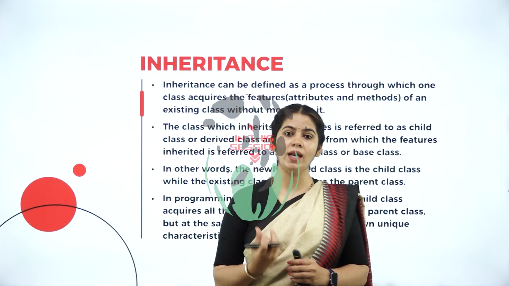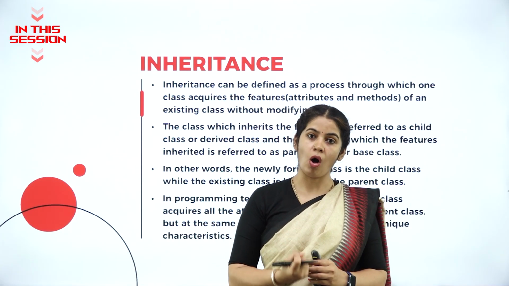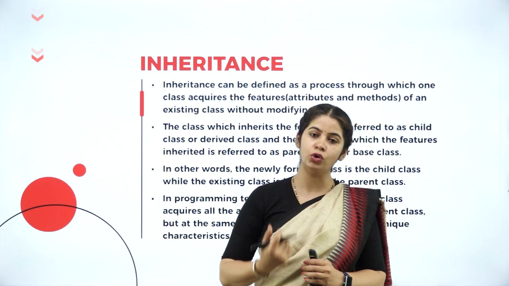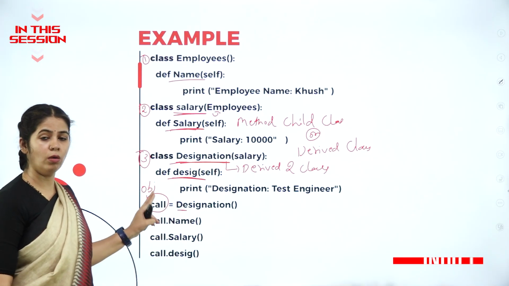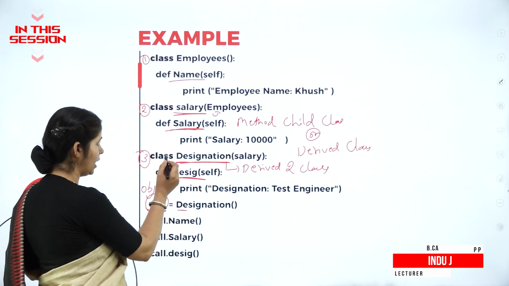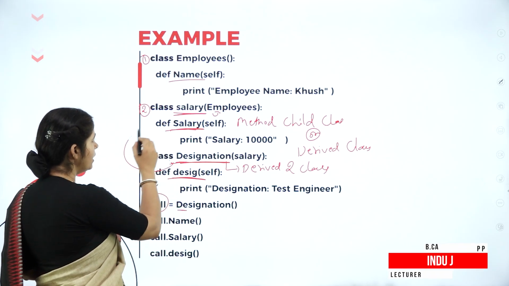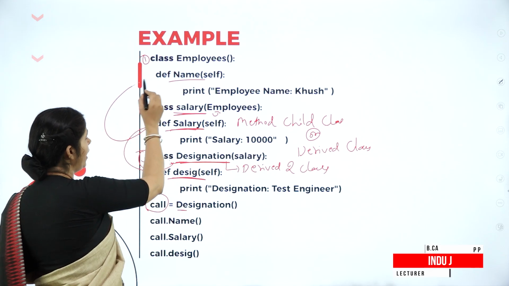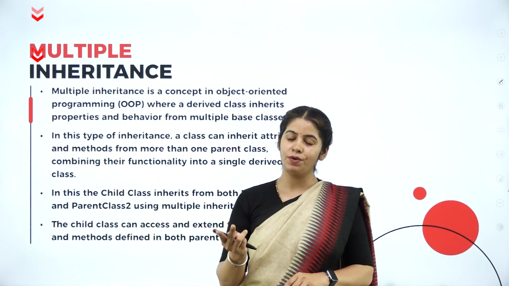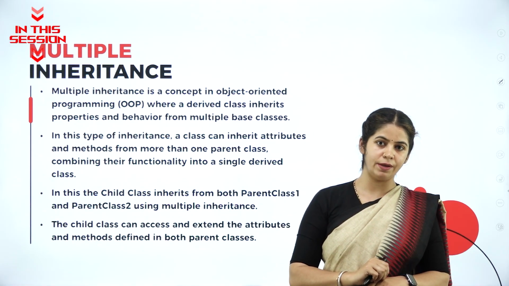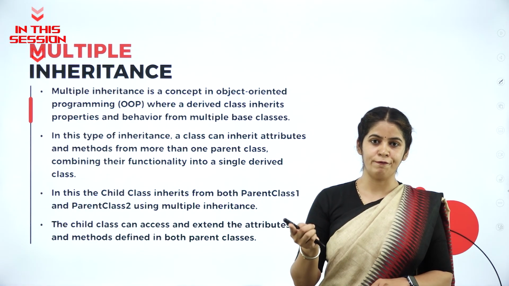Inheritance means acquiring the quality of the parent class to the child class. That is called as inheritance. So using the object of this last derived class, I can access the method salary and I can also access the method name. Multi-level inheritance is different and multiple inheritance is different. Keep in mind that, don't get confused, okay?